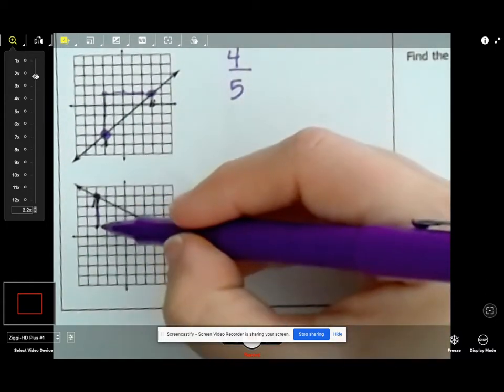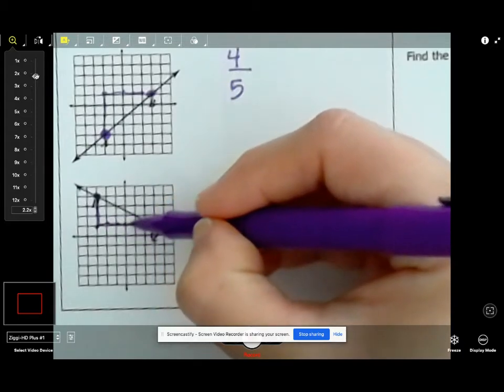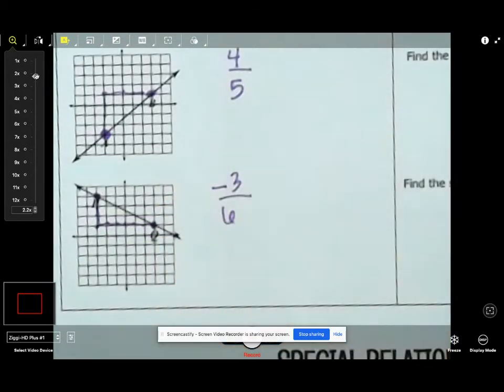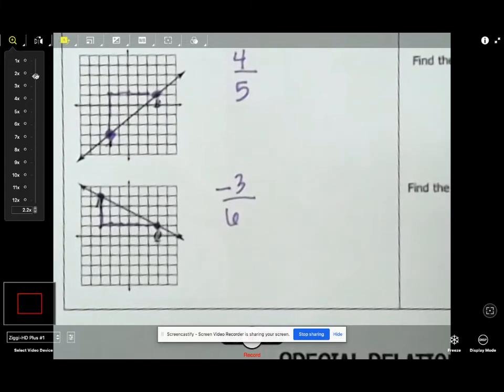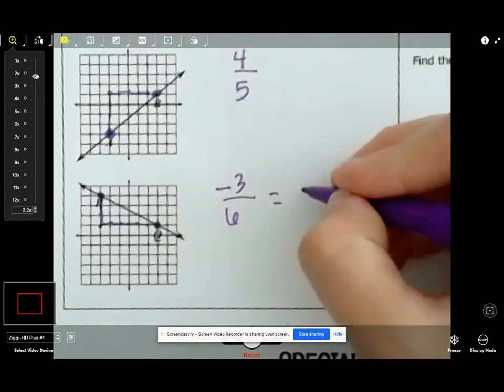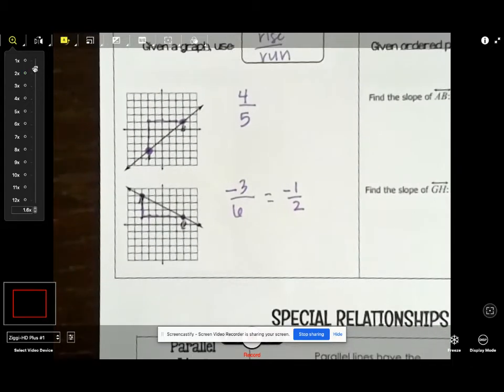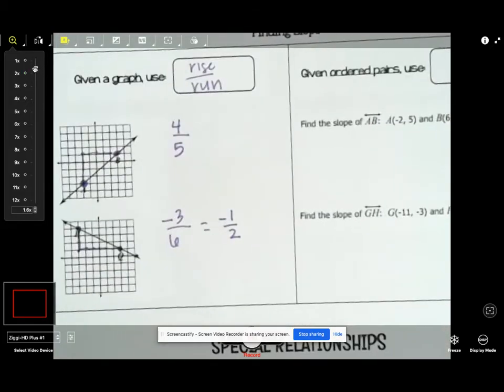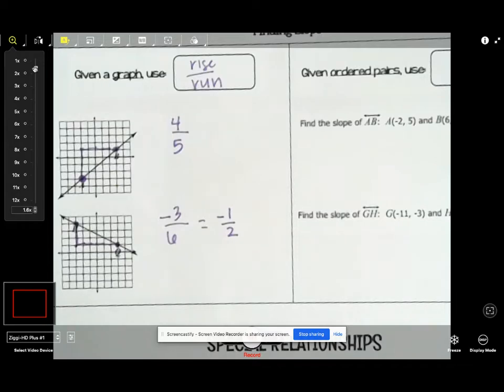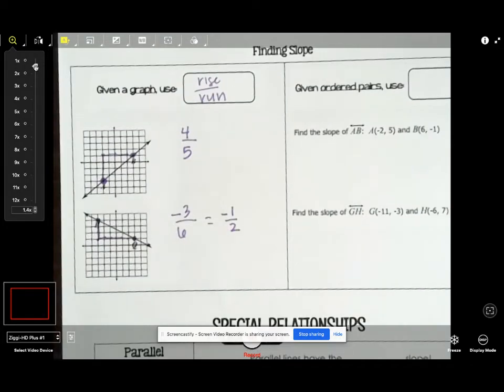How far am I running? 1, 2, 3, 4, 5, 6. So my slope is -3/6. And remember, we always want to reduce when possible. So our slope is really -1/2. And that is that. So we love counting. Counting is the best part about math if we're able to do it. And if you have just the graphs, I would just count.